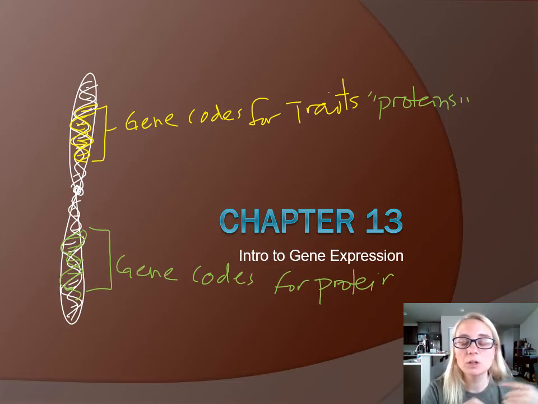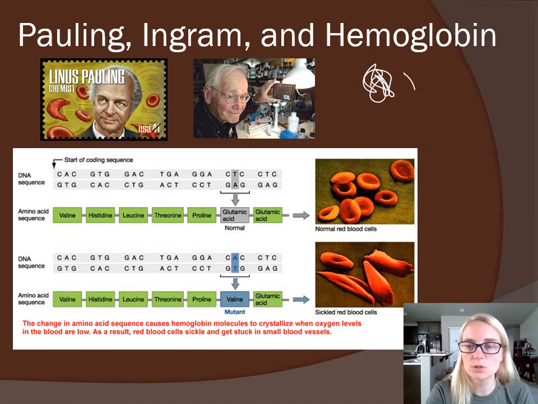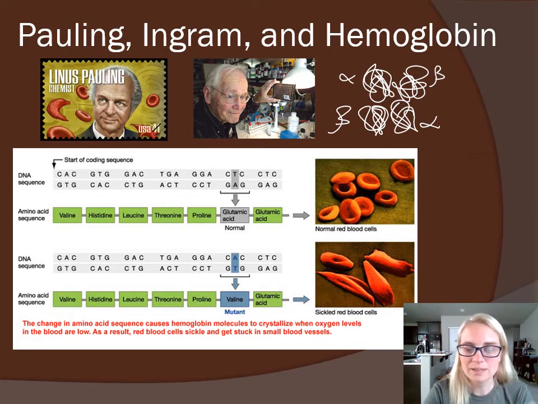So taking a look at the historical connection of who discovered this relationship, we have Linus Pauling and Ingram and this idea of hemoglobin. Hemoglobin is the protein that is inside of your red blood cells. Its job is to carry oxygen. It is made up of 4 squiggly subunits. They're called alpha and beta. You have 2 alpha and 2 beta subunits.